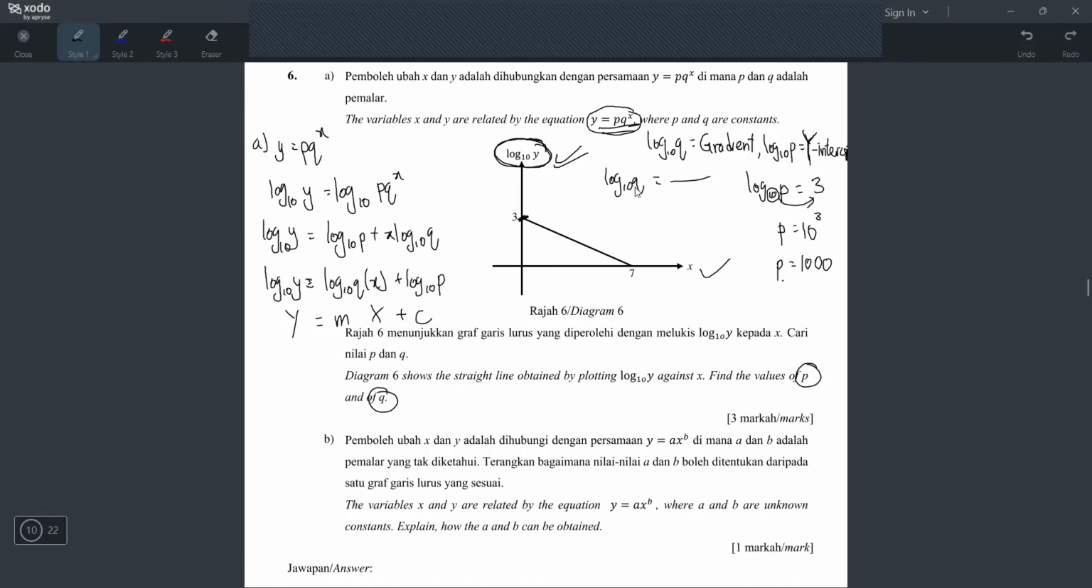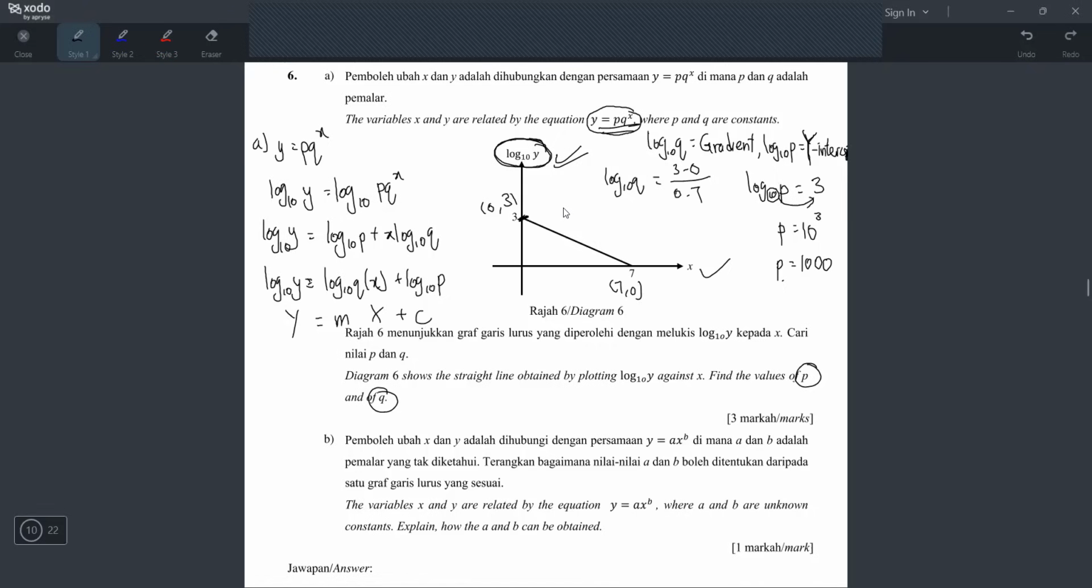How to find my q? Use gradient, right? So what is the gradient formula? Y minus y over x minus x, but you need 2 coordinates. Do I have 2 coordinates in the diagram? Yes. One coordinate is 0, 3, the other one is 7, 0, right? So y minus y will be 3 minus 0, divided by x minus x, which is 0 minus 7.